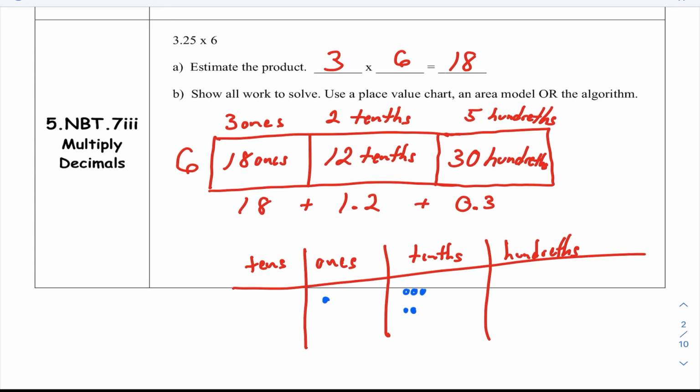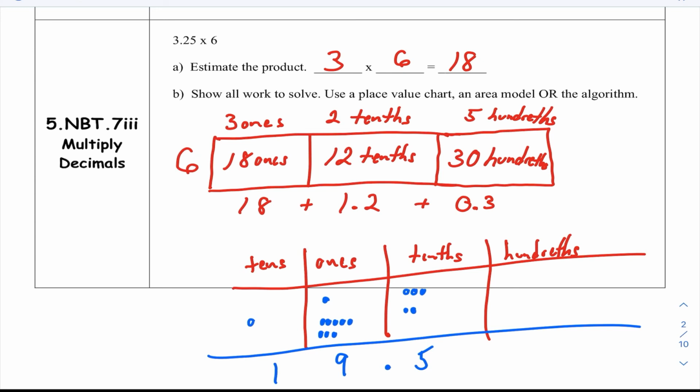And here I have 18 ones. 1, 2, 3, 4, 5, 6, 7, 8, and 1 ten. Now, when I'm totaling this up, I have 0 hundredths. So we know with the decimal, I could put the 0 there. I could just kind of leave that. So tenths, I have 1, 2, 3, 4, 5 tenths. And then here's my decimal point. I have 1, 2, 3, 4, 5, 6, 7, 8, 9 ones. And then I have 1 ten. So I know that 18 plus 1 and 2 tenths plus 3 tenths is 19 and 5 tenths. So that's my answer there.